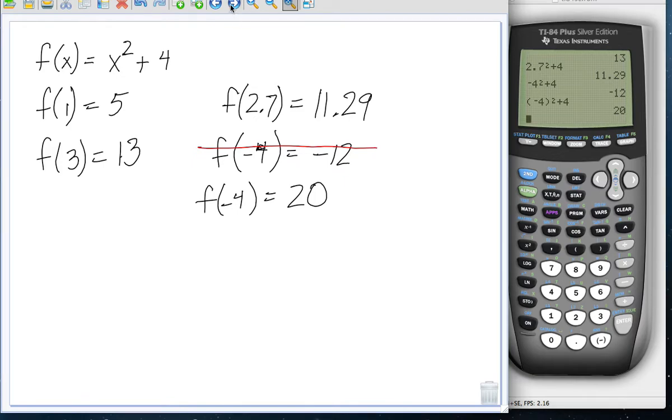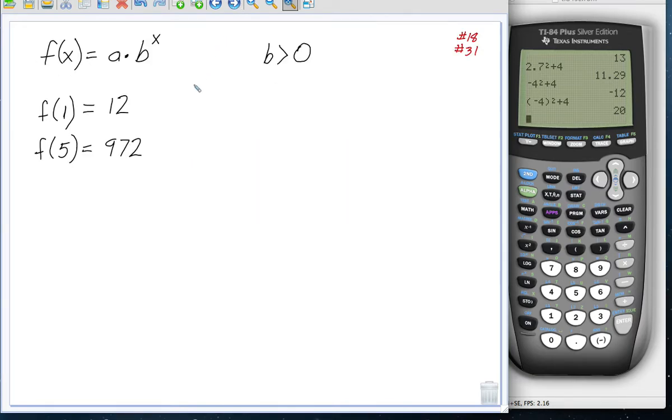Okay, question that wasn't on the study guide. Oh, I'm sorry. No, this question is on the study guide. It's a lot like question number 18 or question number 31 on the study guide. We've got a function a times b to the x power. I don't know what a is, I don't know what b is, but we will say that b is a positive number. We're never going to, in these exponential functions, put a negative number under our exponent. We'll always make sure that's a positive. A can be negative, but b never will be.